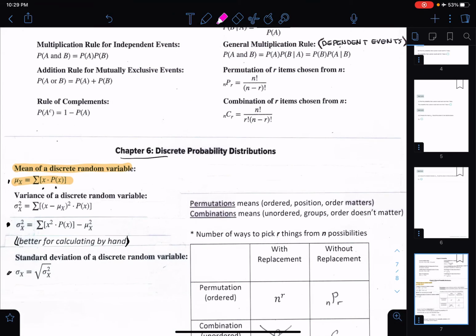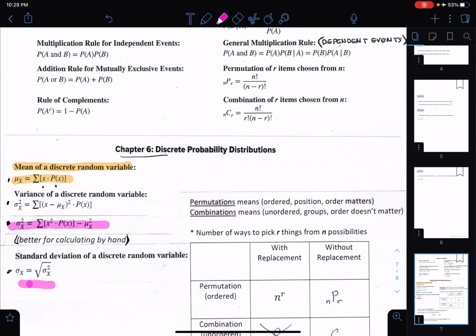So to get standard deviation down here, you first have to get variance, okay? So when you take a look at variance, first of all, we've got this formula and this formula. They both work just fine. But the thing is, this formula right here works better if you're calculating by hand. And that's what we're doing. It's just easier because you're going to square the event times the probability, and then you're going to add all those up and then subtract out the mean squared right there.